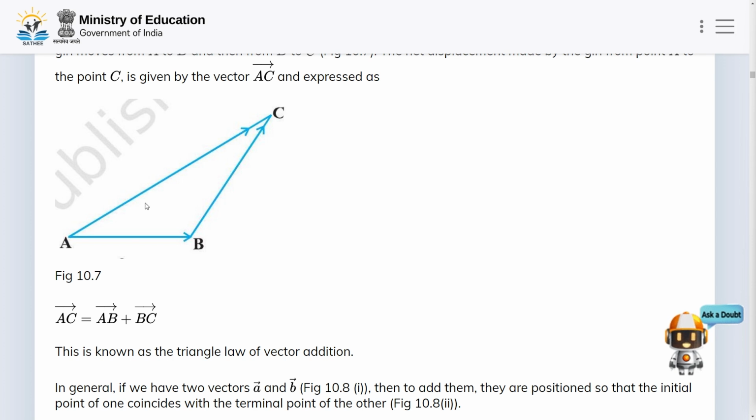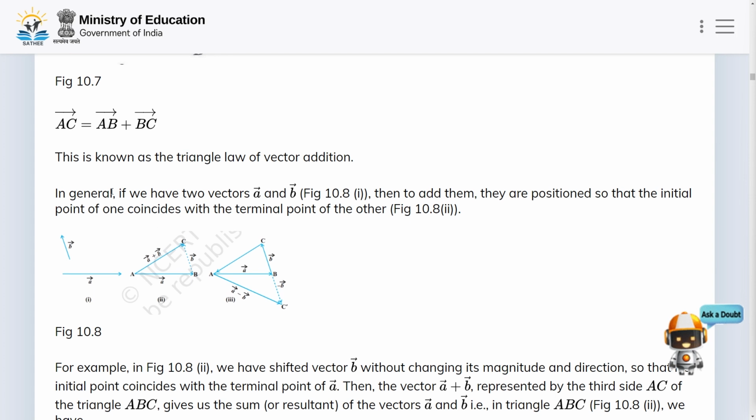So AC vector will be what? The sum of AB and BC vectors. So this is known as the triangle law of vector addition.